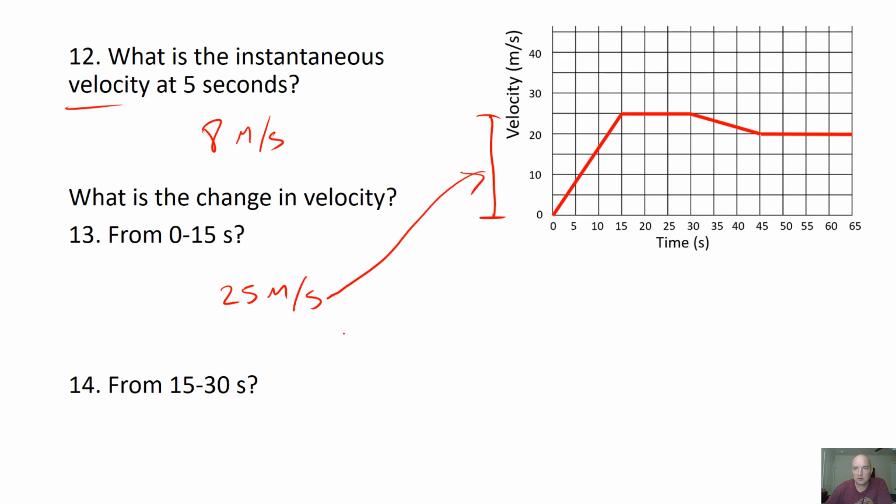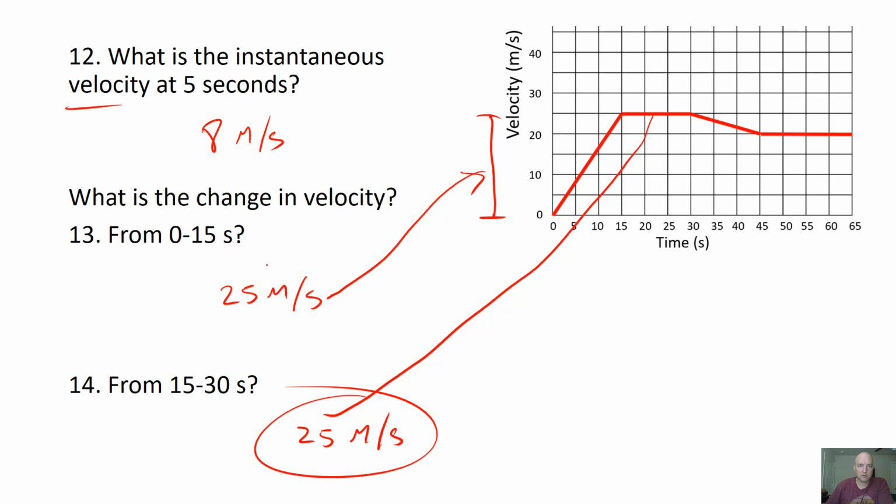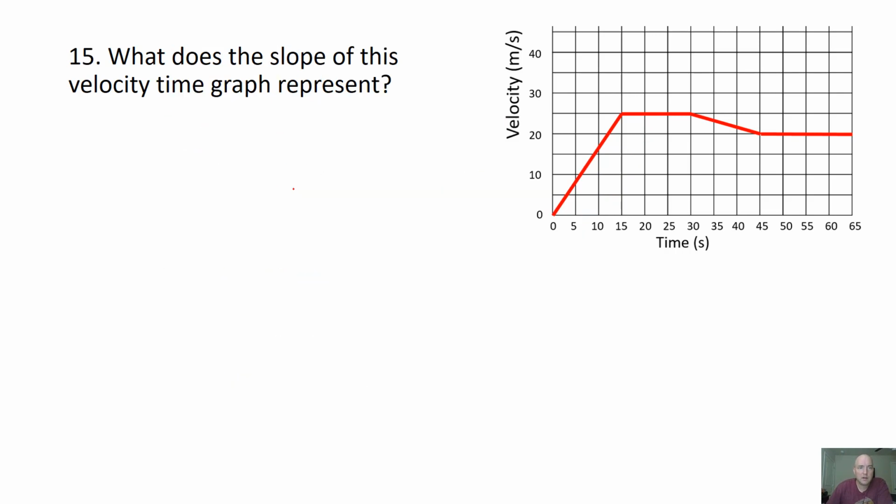And then from 15 to 30, so 15 right here to 30 right there, the instantaneous velocity is going to be 25 meters per second. That's because we're just looking at that point right there, and we just take it on over, and there's your 25 meters per second. Circle my answers, and we keep on going.